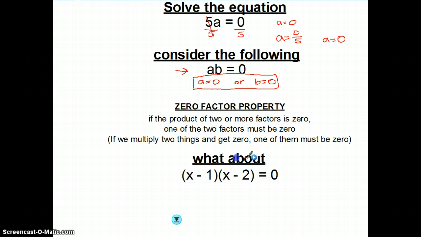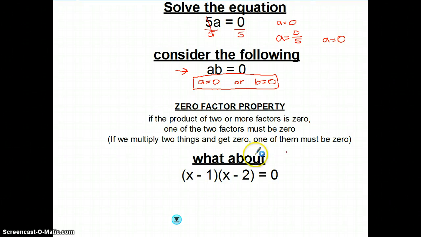So what about this? What if we have a quadratic in factored form, x minus 1 times x minus 2. We multiply those two factors together and we get 0. So what I have is the product of two factors. That is what I have on the left side of my equation. This product is 0, and that's on the right side of the equation. Because the product of these two factors is 0, one of the two things, or maybe both of them, must be 0.